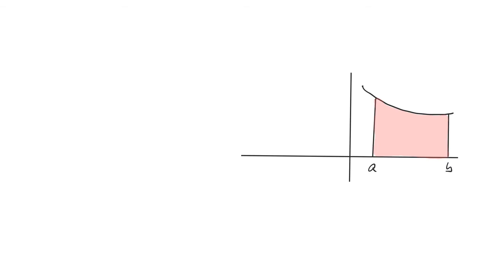The method of cylindrical shells is a second method that we can use to determine the volume of solids that are generated by revolving regions about different axes. It's different from the disc and washer method because we essentially are revolving those rectangles that we had about an axis that's perpendicular to the one that we did before. So let me explain what I mean by that.